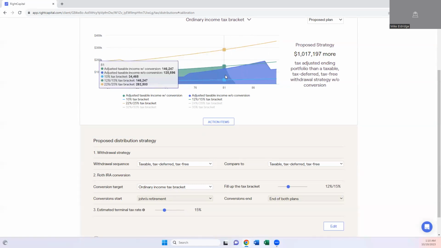And then eventually it's estimating, right? This is all based on your portfolio and how fast it's going to grow and different things like that. It's basically saying around 81, you should be done with conversions.